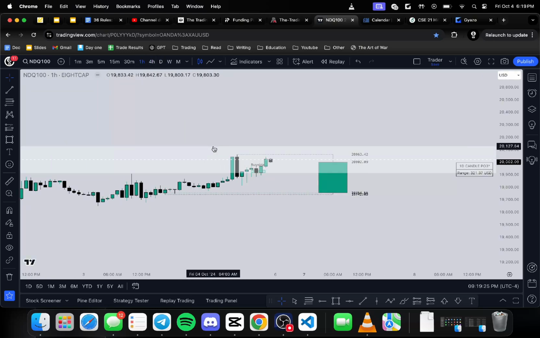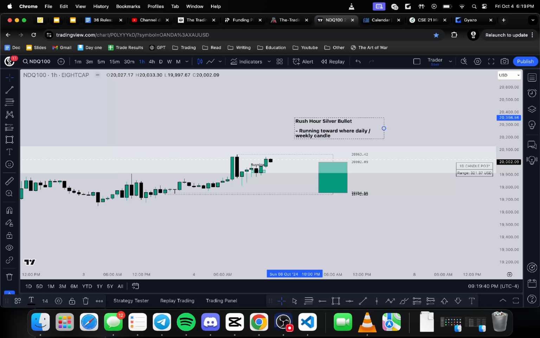You look at the silver bullet, which is the rush hour, running toward where the daily or weekly candle wants to close. So you only look at where the weekly candle wants to close if it's a Friday. If it's another day of the week, you're only looking at where the daily candle wants to close.